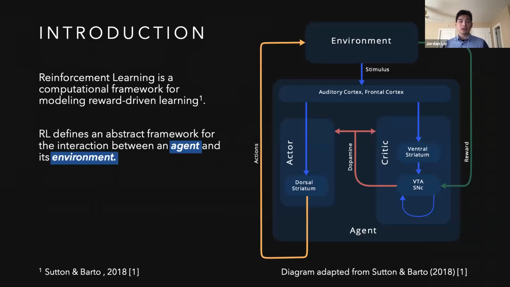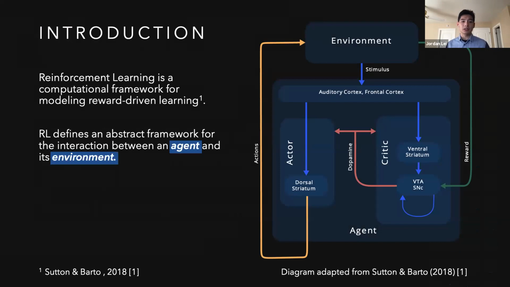So reinforcement learning is a computational framework for modeling reward-driven learning. And basically the way that it works is that it describes the interaction between an agent within its environment, which tries to maximize its expected reward over some set of episodes.